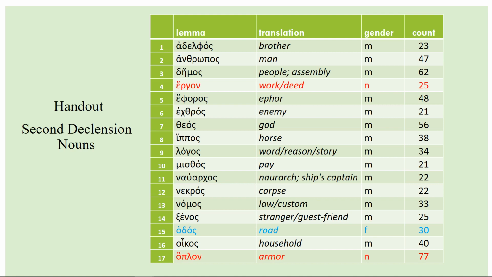Now archos, remember, that arche we had as rule. An archos is an archon. A naus archos is a ruler of a ship, and so therefore a ship's captain. And usually he paid for the ship each year. Necros is a corpse, so necrology.